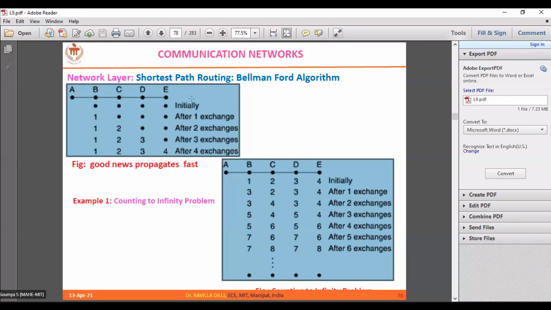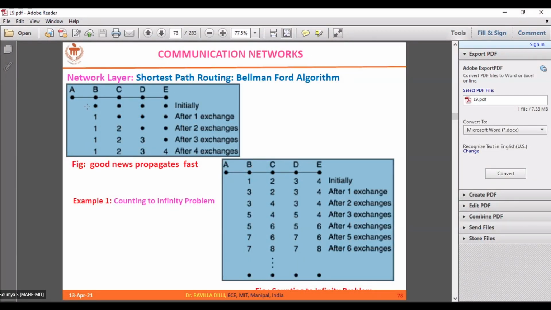Let us say this is a very simple network for you to understand. The network has got 5 nodes, A, B, C, D and E. Initially the distance of each link is 1, so that is why there is no number mentioned. A to B the cost is 1, B to C cost is 1, C to D the cost is 1, D to E the cost is 1.